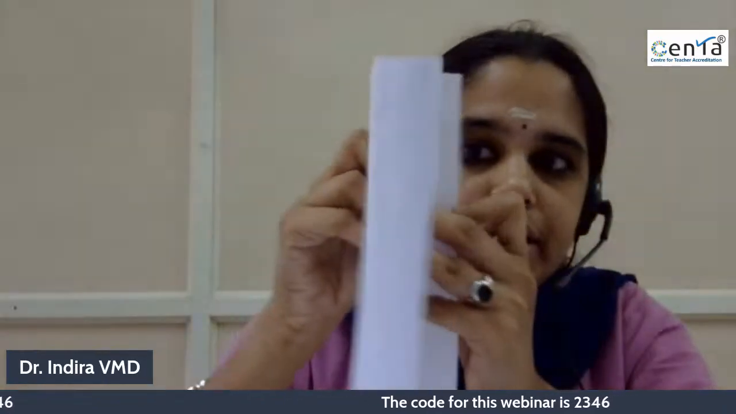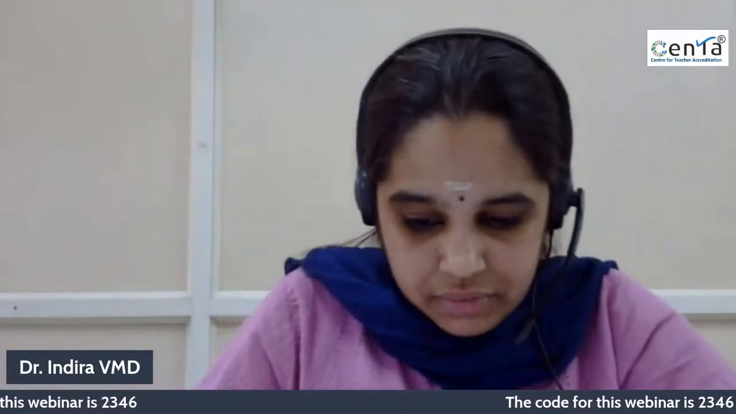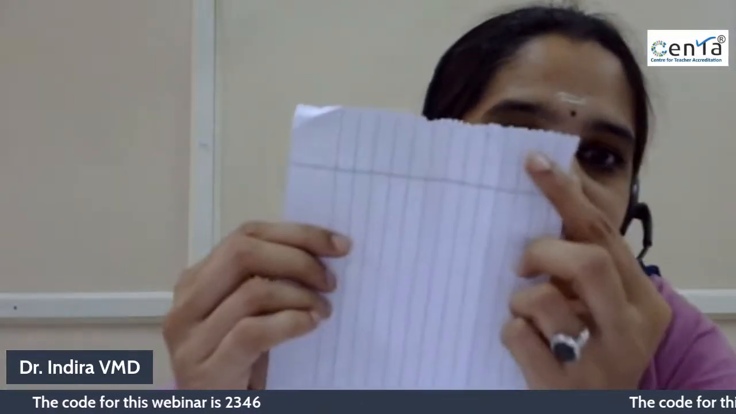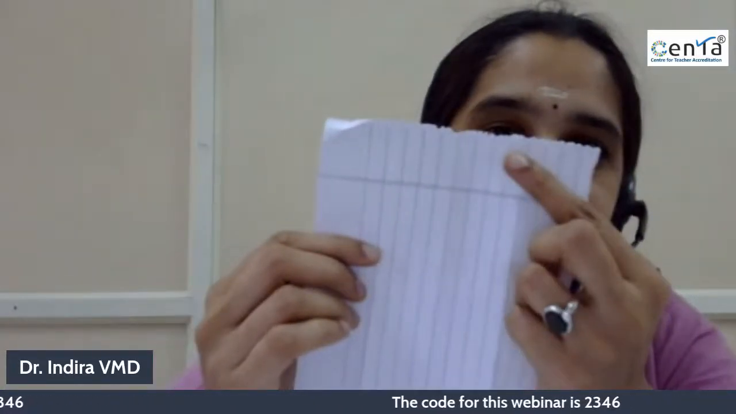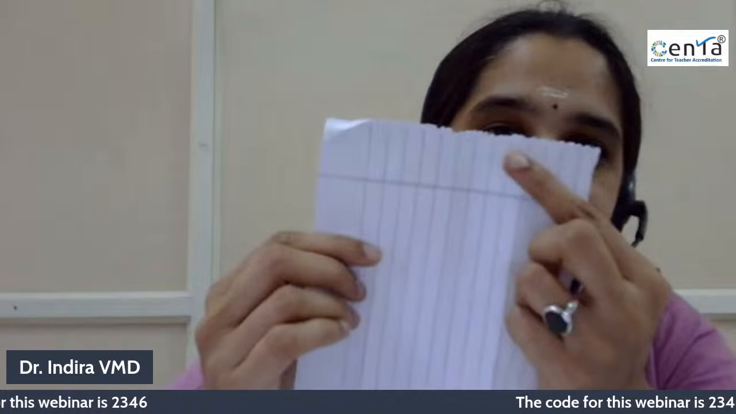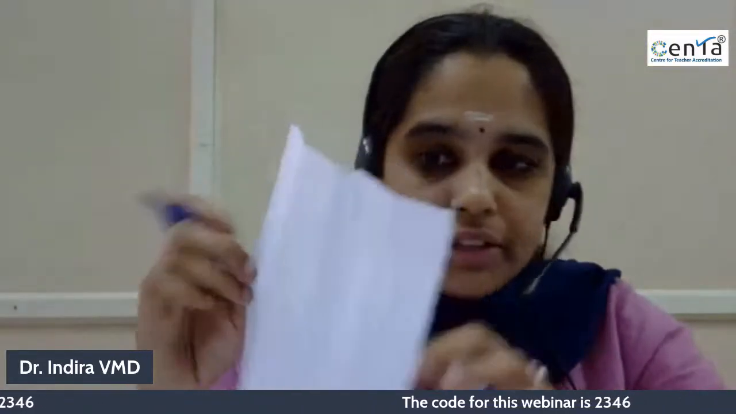I take one sheet and keep it aside. I take the other sheet, fold this one half and tear it. So I got two sheets. Now, if you can see, there are these folds, right? On every fold, I'm going to write A1, A2, A3, and A4. And the same thing on my other sheet: B1, B2, B3, and B4.